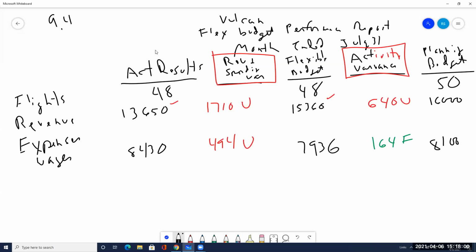On to fuel. For fuel, we have 1,260, 1,104, and 1,150. So our activity variance is 46 bucks. Our revenue and spending variance, once again, is unfavorable at 156.